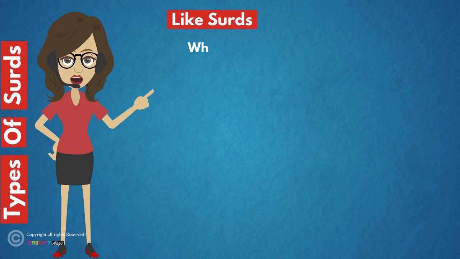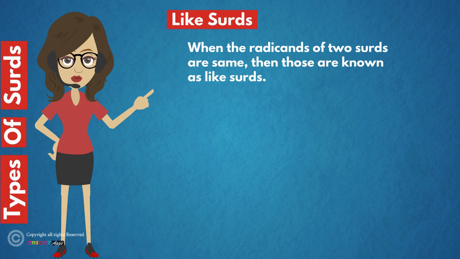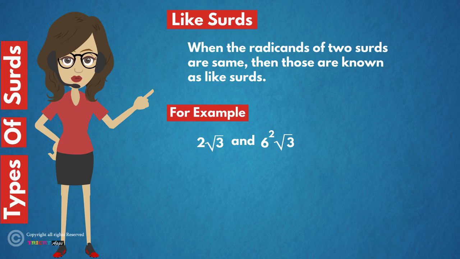Like surds. When the radicands of two surds are the same, then those are known as like surds. For example, 2 root 3 and 6 square root 3. Here, the radicands are same, so they are called like surds.